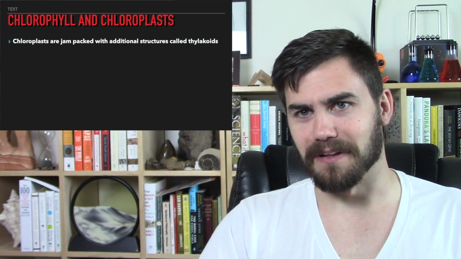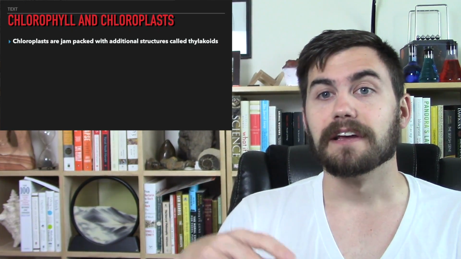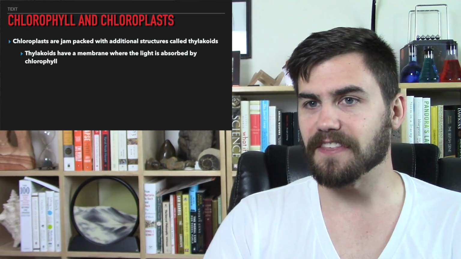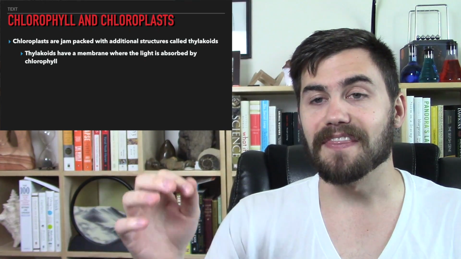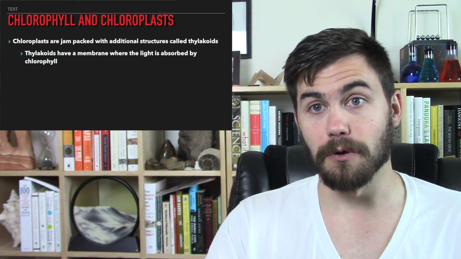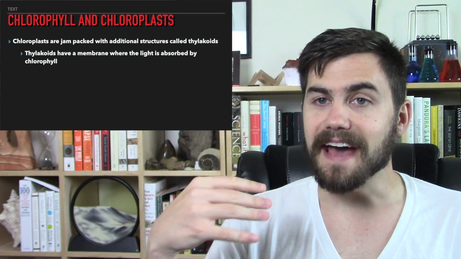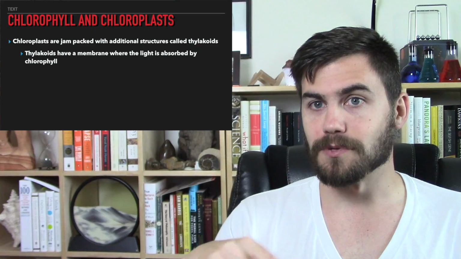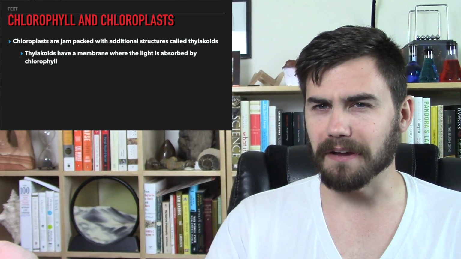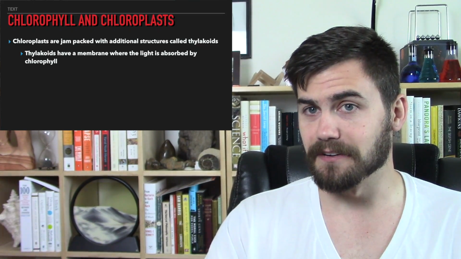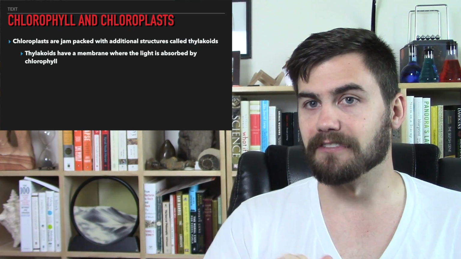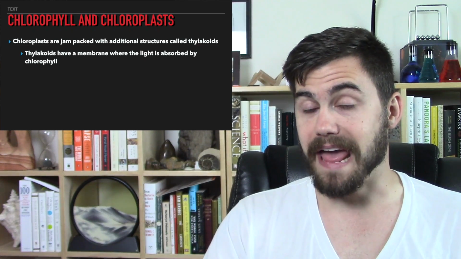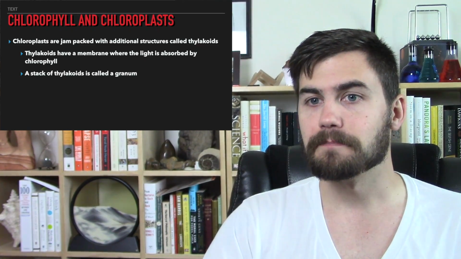So this gets a little bit complicated. Within the chloroplast, there are these other membranous structures called thylakoids. Now, the thylakoid has a membrane, and that's where the chlorophyll pigment is located. That's where it's concentrated. That inner membrane is truly where the light absorption takes place. In prokaryotes that photosynthesize, cyanobacteria, they have chlorophyll embedded within their cell membrane. Prokaryotes don't have organelles except for ribosomes.